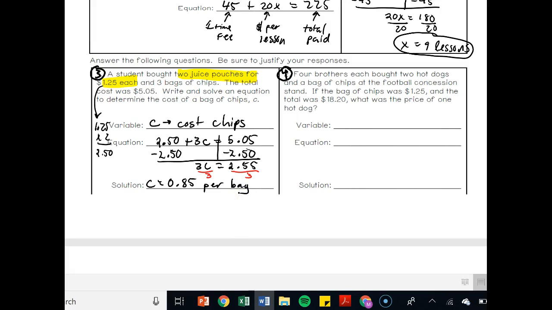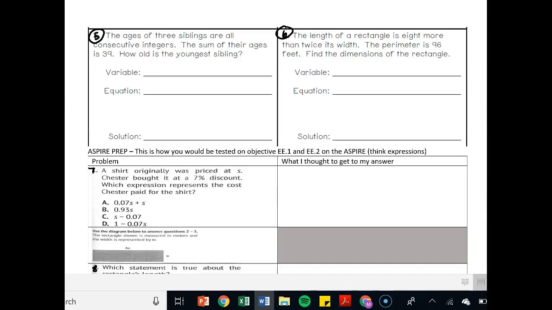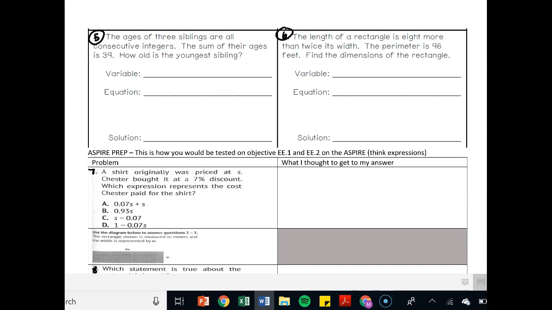All right. Number 4, I'm going to let you take care of that yourself. Just remember, it's 4 brothers each bought 2 hot dogs. So in order to find out a constant and a bag of chips, you might have to do some multiplication there, right? Number 5, it says the ages of 3 siblings are all consecutive integers.